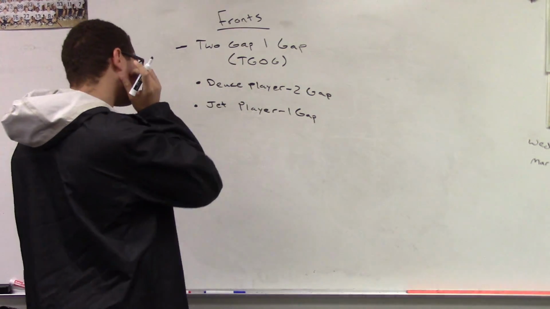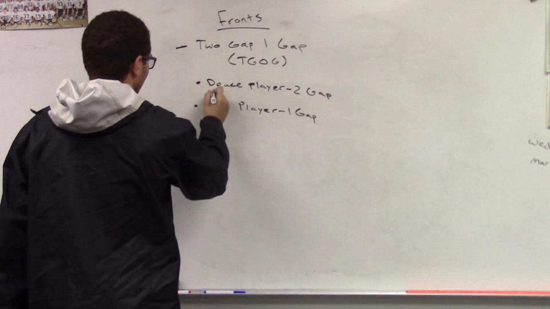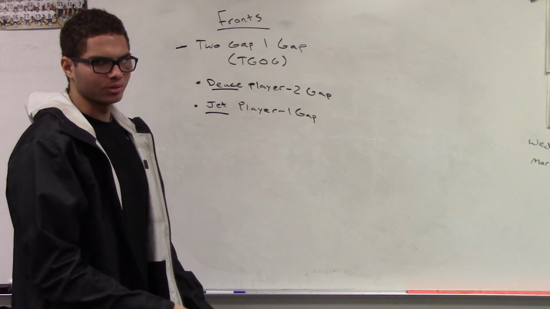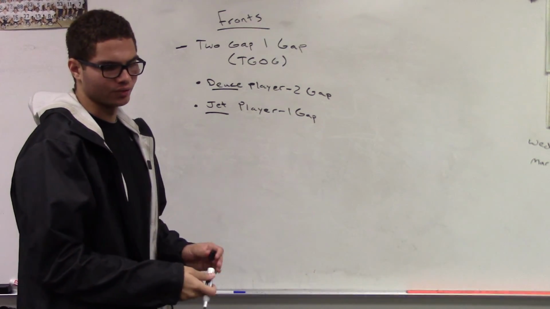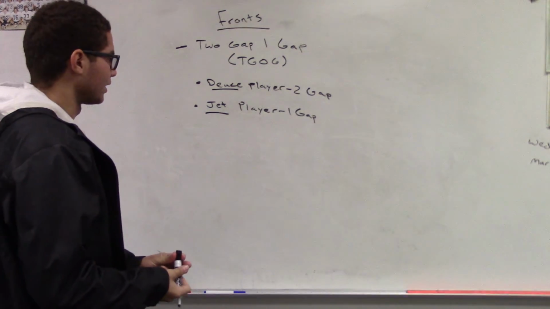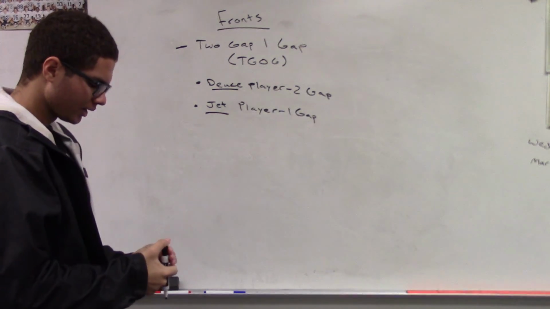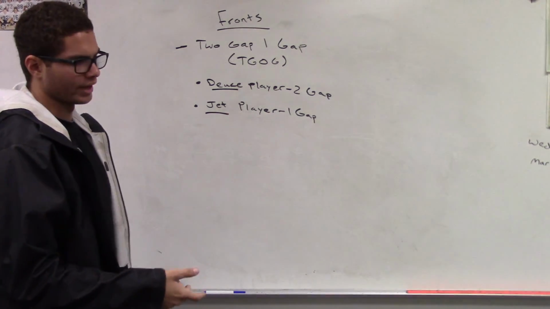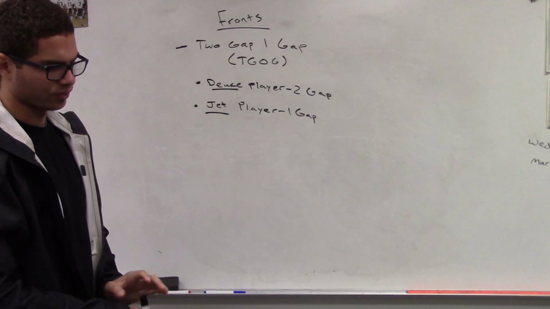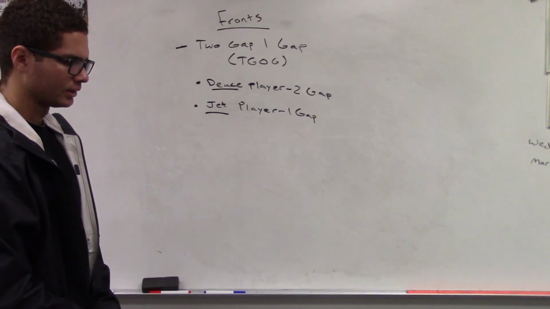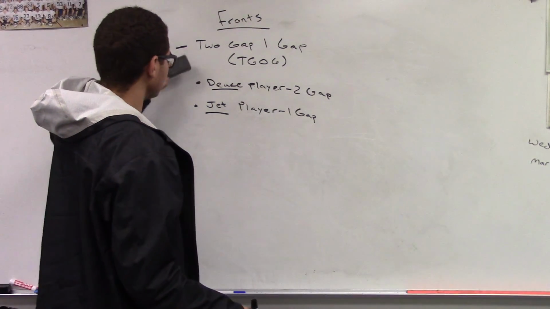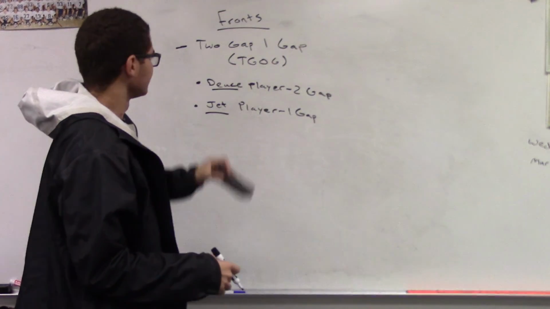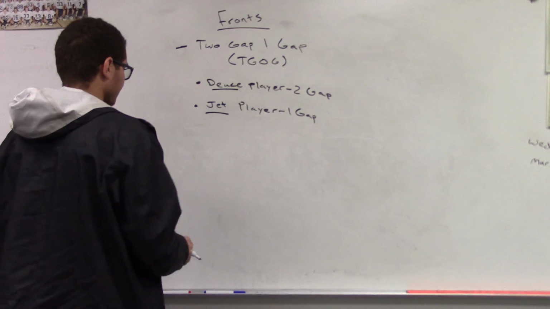Okay? This deuce and jet defines the type of technique that we play and what gap we're going to play in our defense, for a defensive line. It defines the technique we're going to use, and then it defines what gap we're going to play for our defensive front. So you'll hear me say TGOG a lot, deuce, and jet. TGOG, deuce, and jet are things you're going to want to remember.